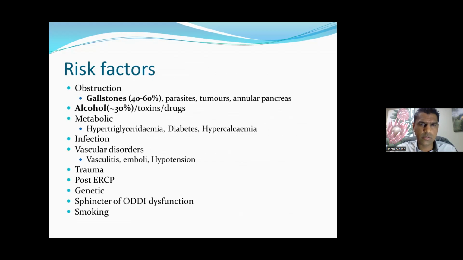So the risk factors for pancreatitis are obstruction, typically from gallstones, which is 40 to 60%. It can also be caused by parasites, tumors, and an annular pancreas. Alcohol makes up about 30% of cases, and other toxins and drugs.